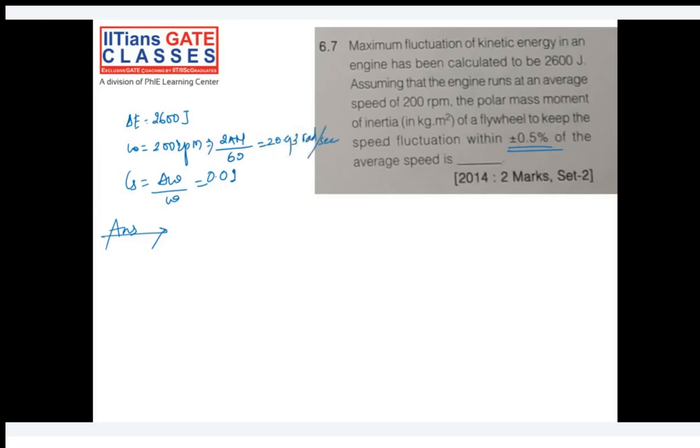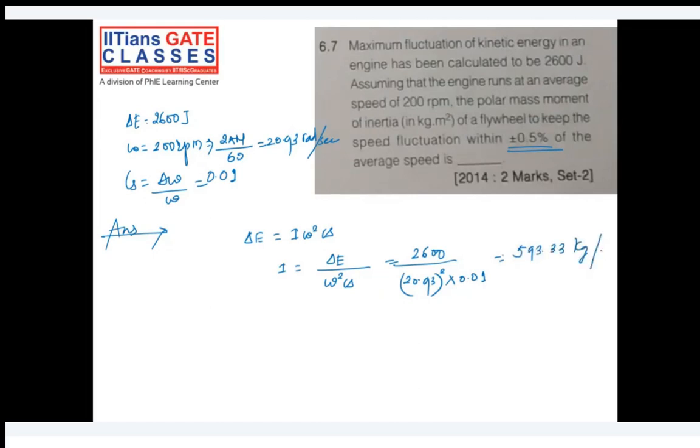Okay, so you got omega. You are supposed to calculate delta E is equal to I omega square CS. I is equal to delta E divided by omega square into CS. Delta E is known to you, 2600. Okay, 6.5 is not the correct answer. Sean, check it again. Omega square, you have to do 20.93 whole square into CS, which is 0.01. I would expect around 593.33 kg meter square.